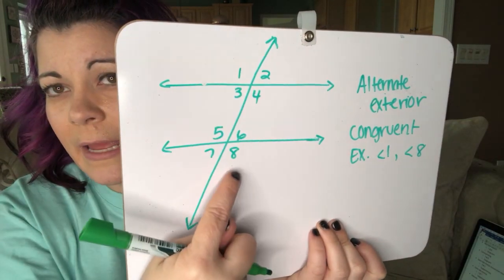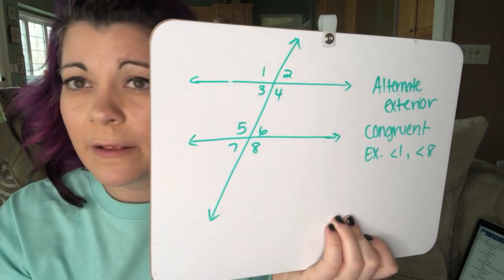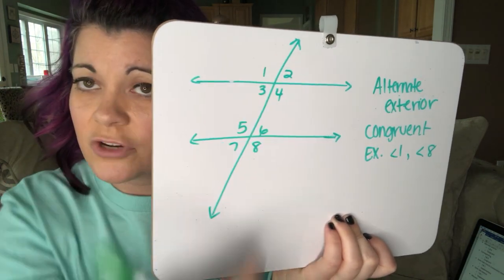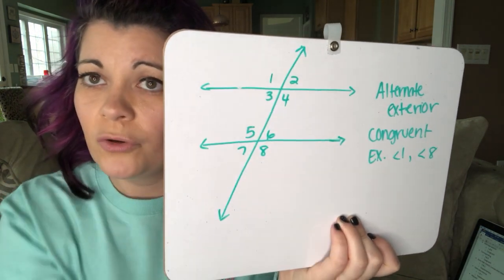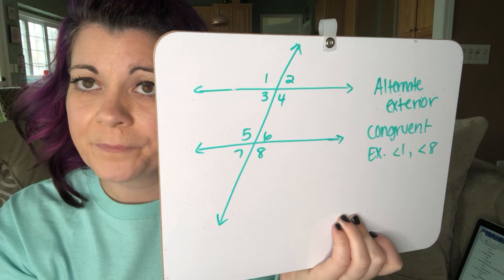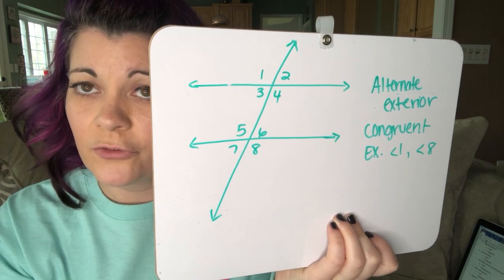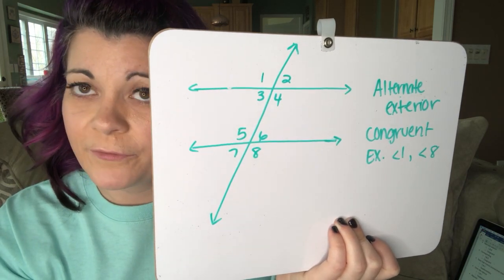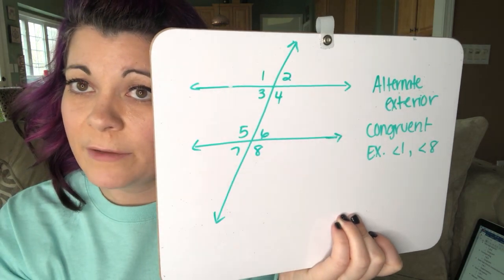So 1 and 8, they are on the outside of the parallel lines, but on different sides of the transversal. 7 and 2 would also be alternate exterior angles, congruent. Again, if I said 7 was 50, then 2 would have to be 50 as well.